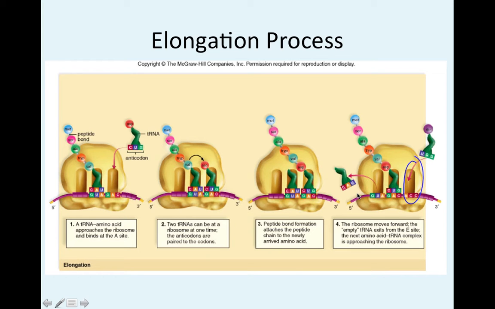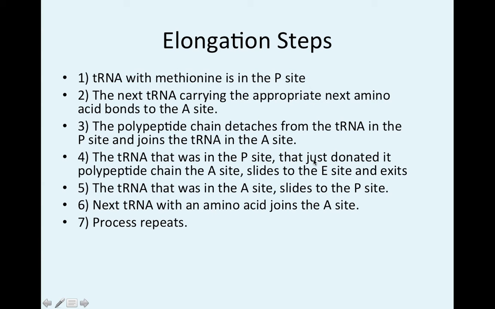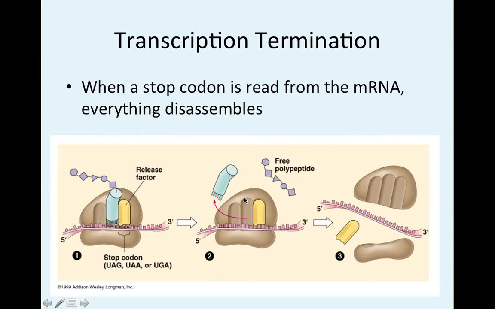And then we just keep going and going and going. We keep adding amino acids to the polypeptide until we're all done, and the process just keeps repeating itself. So finally, when a stop codon is read, we're going to keep making this polypeptide chain until we get a stop codon. When the stop codon is read, everything disassembles: the large subunit, the small subunit. And then we just have this free polypeptide, which is a protein now. And that protein can go on to do whatever it needs to do.